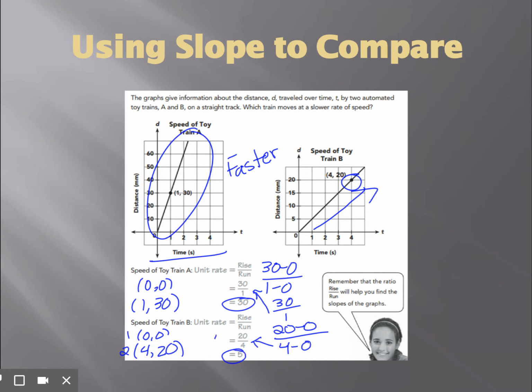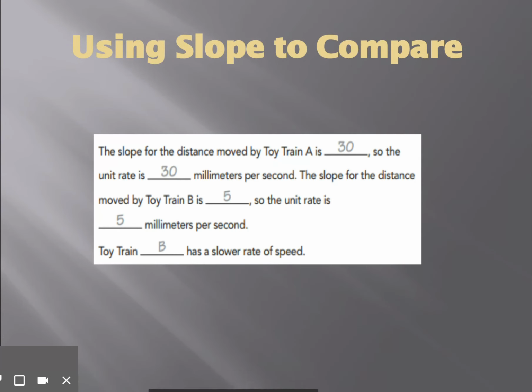So you see we have a larger slope in train A, which again means it's moving faster. So just to reiterate, the slope for the distance moved by toy train A is 30. So the unit rate is 30, or the speed, 30 millimeters per second. And the slope for the distance moved by train B is 5. So the unit rate is 5. So toy train B has a slower unit rate. I was talking that A had the faster one. That's an example of make sure you're reading the question to know what you're answering. I would have got that wrong if I just filled it in. So again, they wanted to know which one was slower, the smaller slope equals slower.